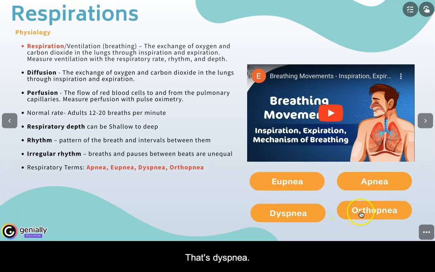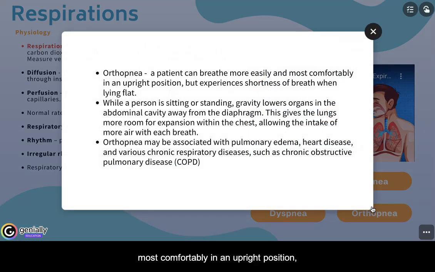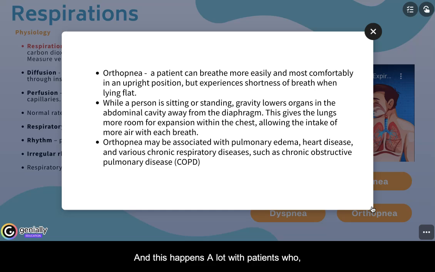Orthopnea is when a patient can breathe more easily and most comfortably in an upright position, but experiences shortness of breath when lying flat. And this happens a lot with patients who have COPD, any chronic obstructive pulmonary diseases. So they usually prefer to sit straight up. Every time they lie flat, they start having difficulty breathing. So this is called orthopnea.